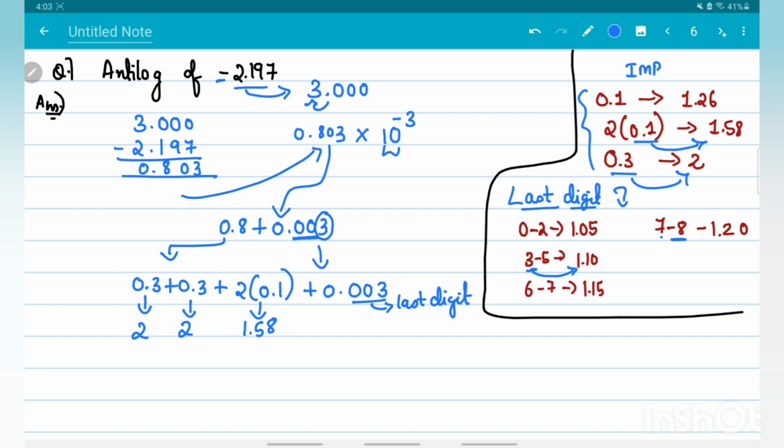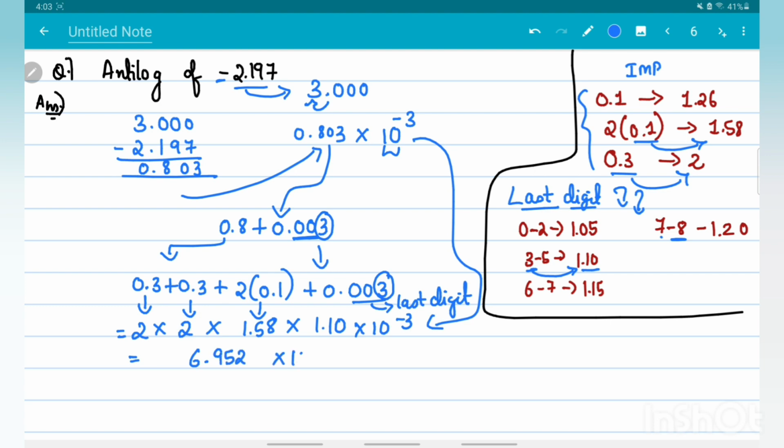So the values for the last digit were these ones, and if you've got a number like 3 in the last digit, you have to substitute the value 1.10. So we're going to put 1.10 and multiply all of them. After substituting the values, you have to multiply and bring that 10 to the power minus 3 down and multiply. Okay, now after multiplying all these, you get the answer as 6.952 into 10 to the power minus 3. So this is an approximate answer. So this is the value of antilog of minus 2.197.